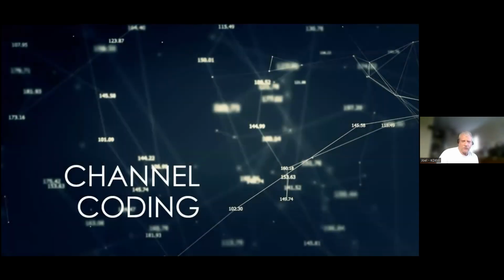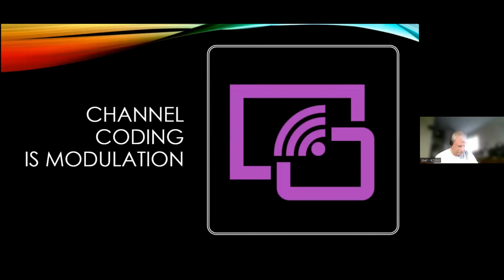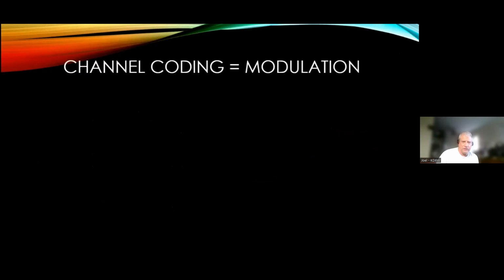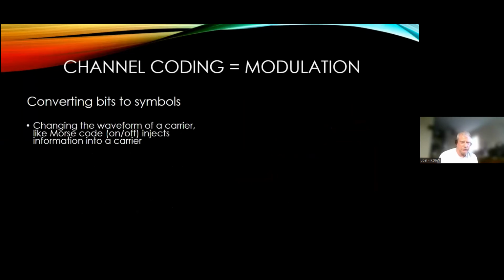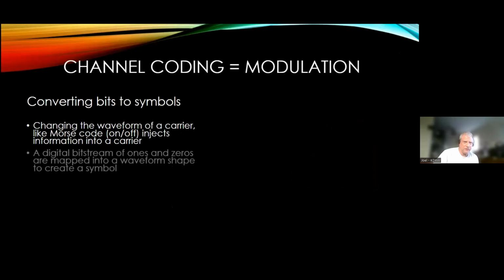Let's now talk about channel coding. I'll try to speed up a little bit because we're running out of time. Channel coding is modulation. Okay, so everybody knows what Morse code is. It's a form of channel coding. Modulation is you're converting bits into symbols, like in a CW key. When you're turning the carrier on and off, you're injecting information into the carrier. And so a digital bit stream of ones and zeros, those are all mapped into waveform shapes to create what's called a symbol.